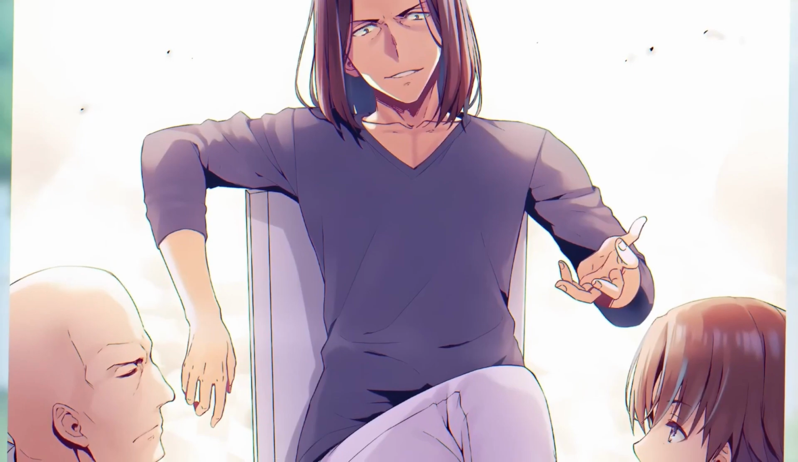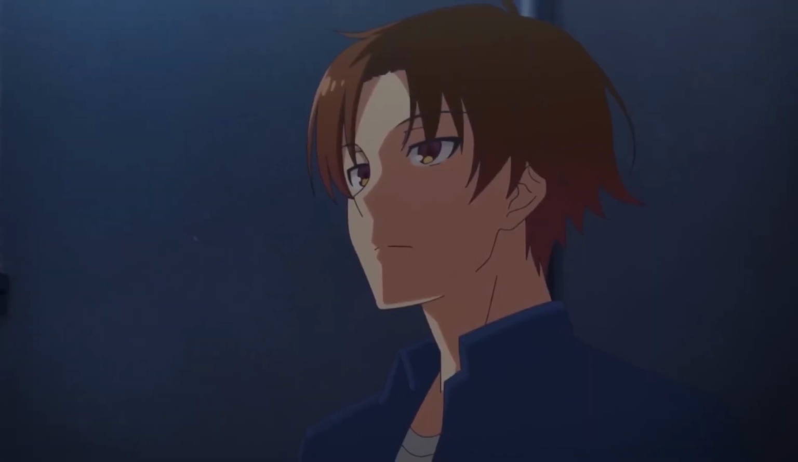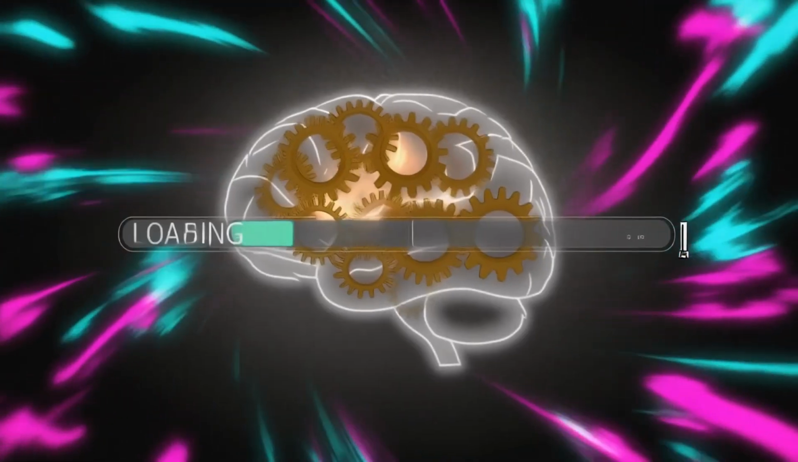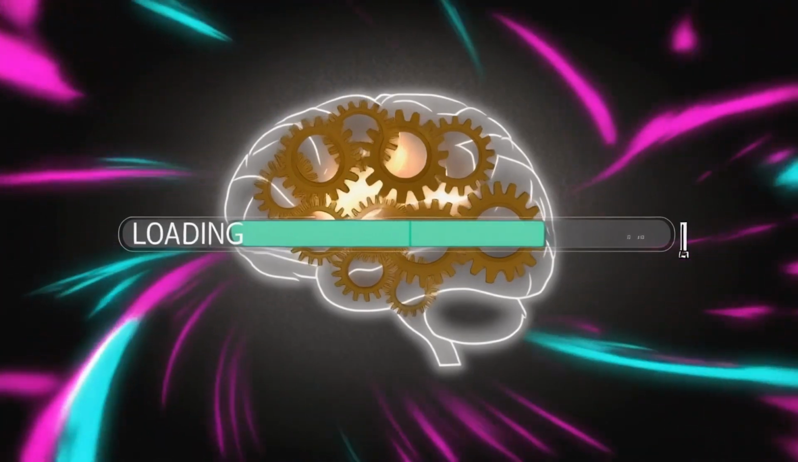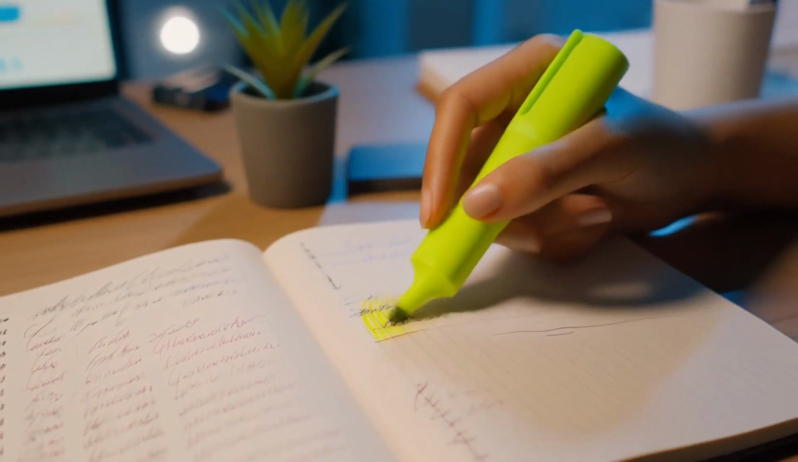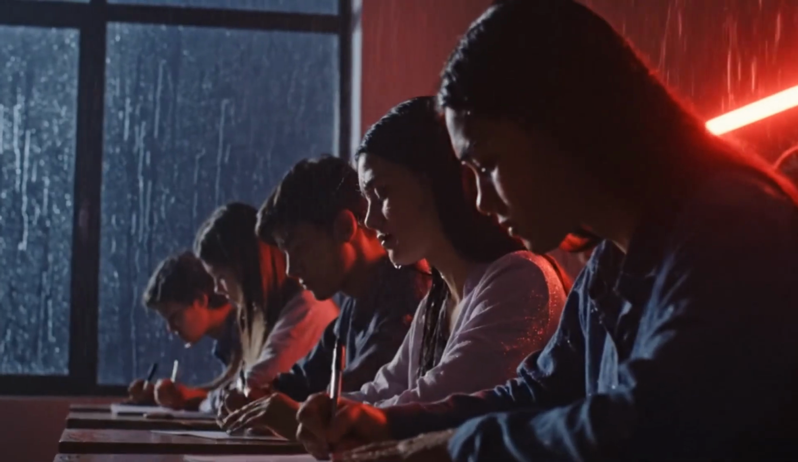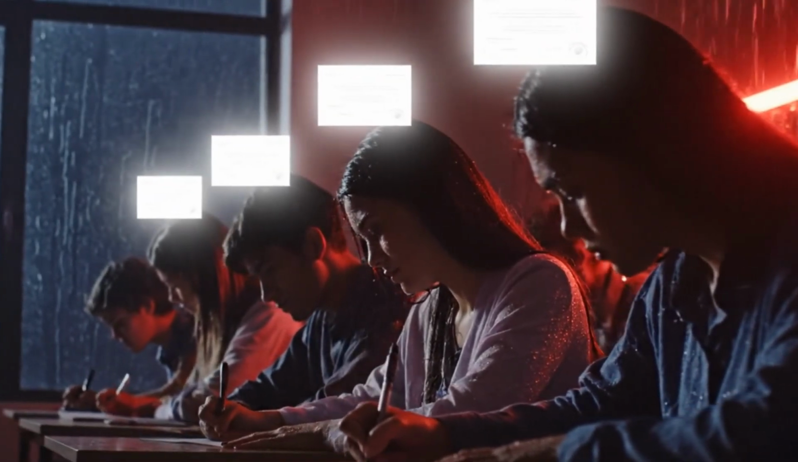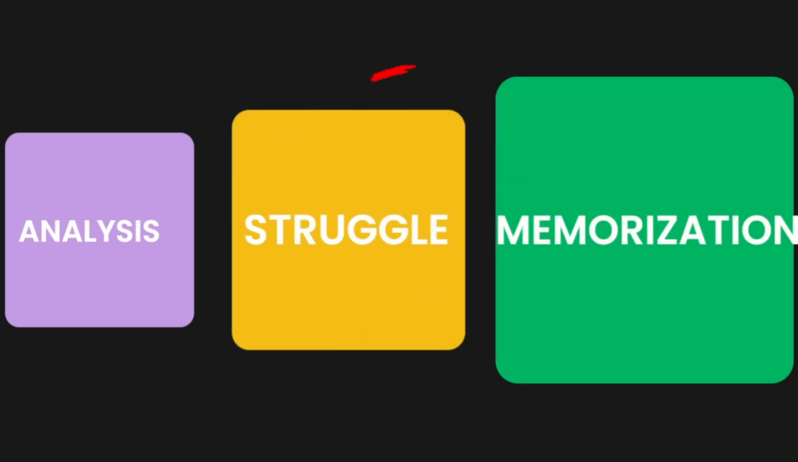Think about how Ayanokoji defeated Ryuan. It wasn't through brute force, it was through systematic analysis. He studied Ryuan's patterns, predicted his moves, and found his weaknesses. Your brain needs to do the same with study material. Analysis creates the foundation that makes everything else possible. But here's where most students make a critical error. They think analysis alone is enough. That's why stage 2 is where the real transformation happens.